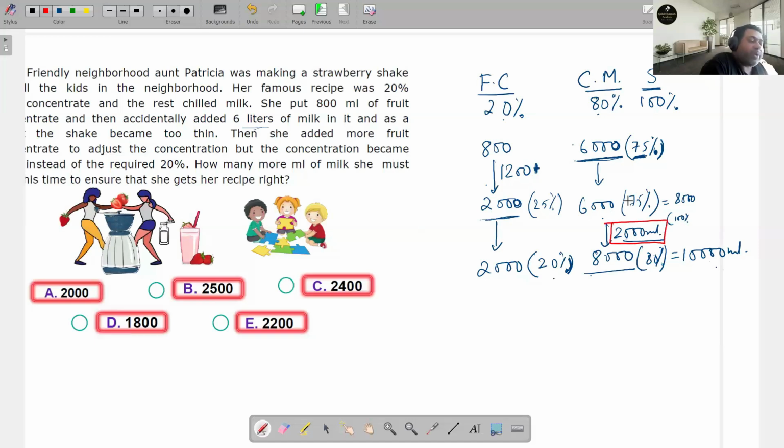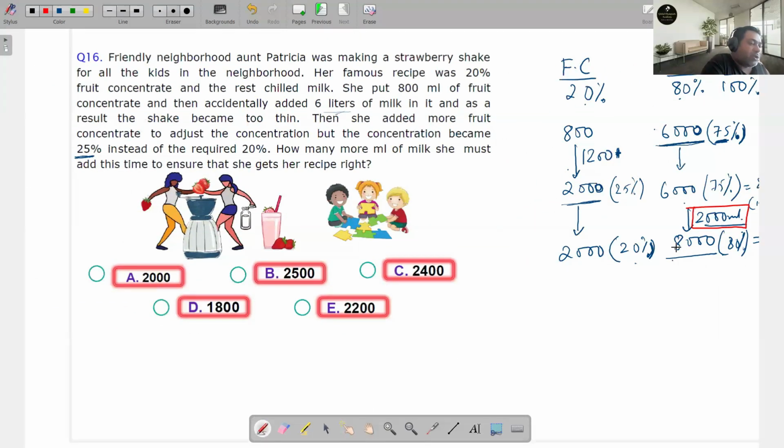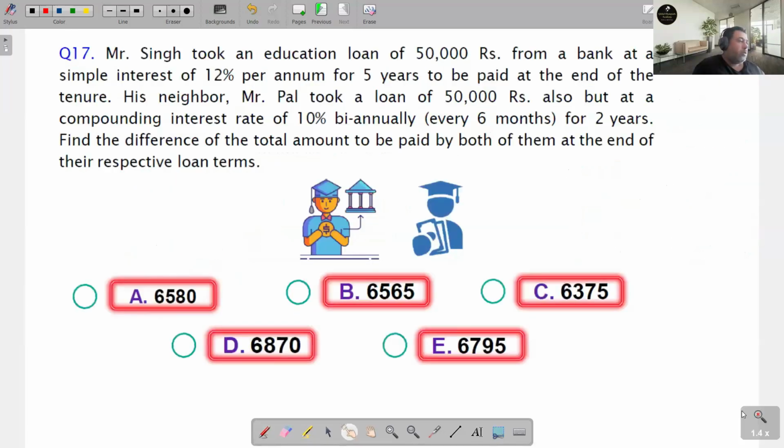We do this problem step by step, understanding what is changing and what is not changing, and their mutual relationship in terms of ratio and percentages. This problem is a very easy problem. All right, so the answer of this question is going to be 2000 ml, and the answer is option A. All right, so let's move on to the next one.